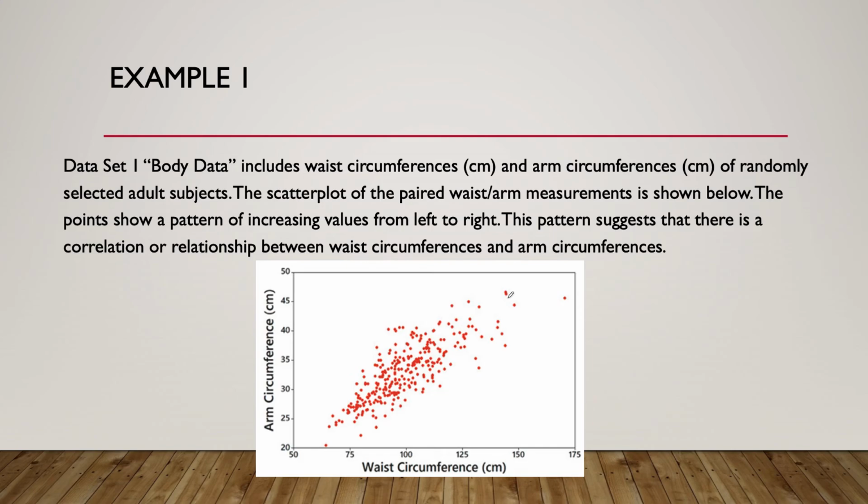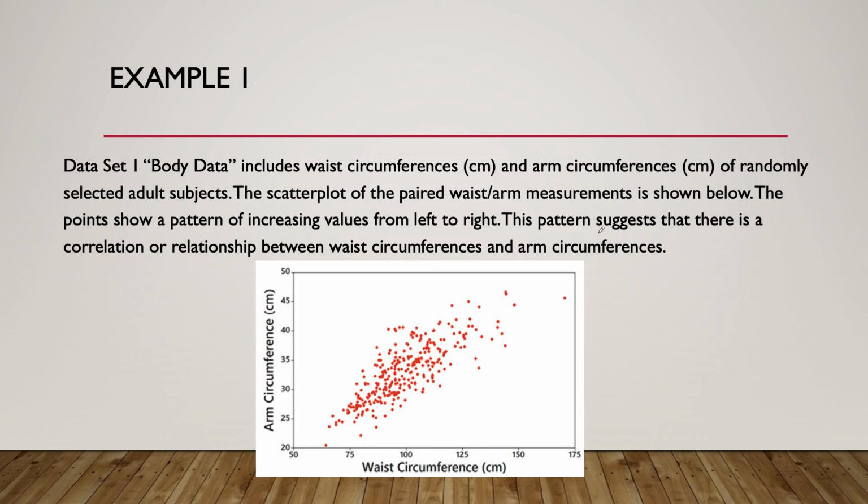So, for an example of a scatter plot, the body data dataset includes waist circumferences in centimeters and arm circumferences in centimeters of randomly selected adult subjects. The scatter plot down here of the paired waist and arm circumference measurements is shown below. The points show a pattern of increasing values from left to right and from bottom to top.